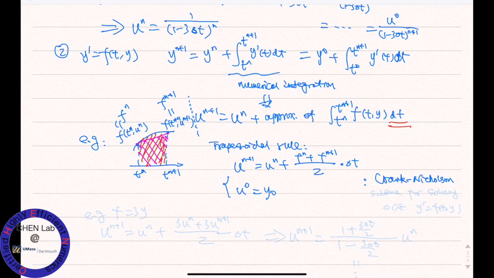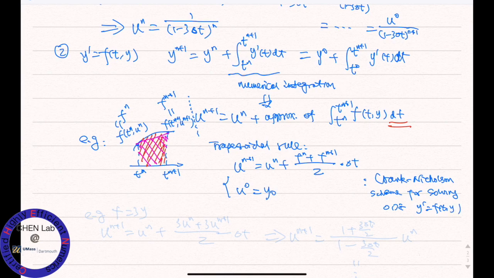The whole scheme for the ODE is a very famous and frequently used Crank-Nicolson. So forward Euler, backward Euler, Crank-Nicolson. Don't get confused, right? The trapezoidal is about the integration. The Crank-Nicolson is a scheme for solving the ODE y prime is equal to f(t, y).